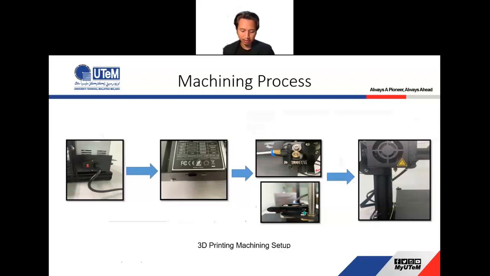So first is to connect the power cable to the printer, to the switch, and then insert the SD card into the card slot, which contains the G code that we generated earlier. And then next we go to load the filament. We must make sure that the filament is hot and ready to use.